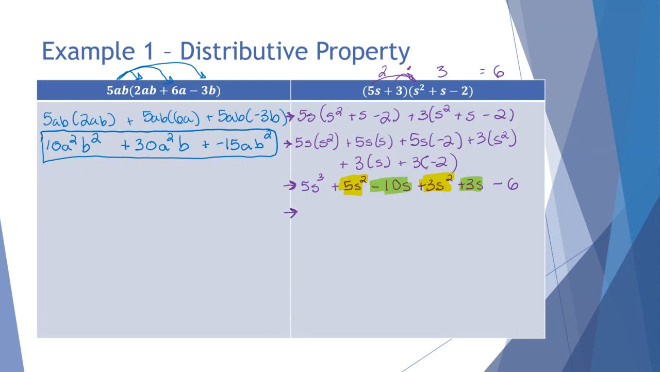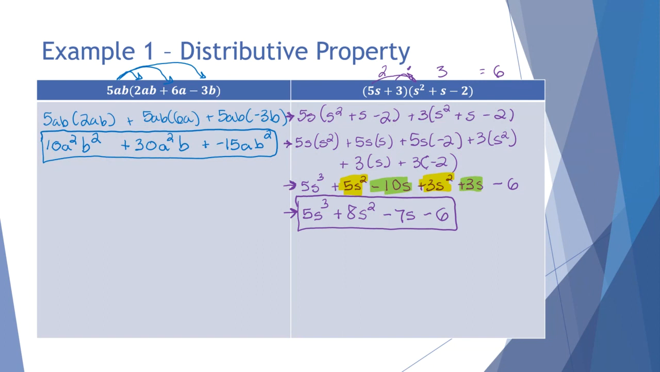So next line, I have 5s cubed. Now I add my s squareds. 5 plus 3 is 8, so that's plus 8s squared. When you add, you don't touch the exponent. It's when you multiply, you add the exponents. Then in green, negative 10s plus 3s is negative 7s, and then minus 6. And now that is simplified.